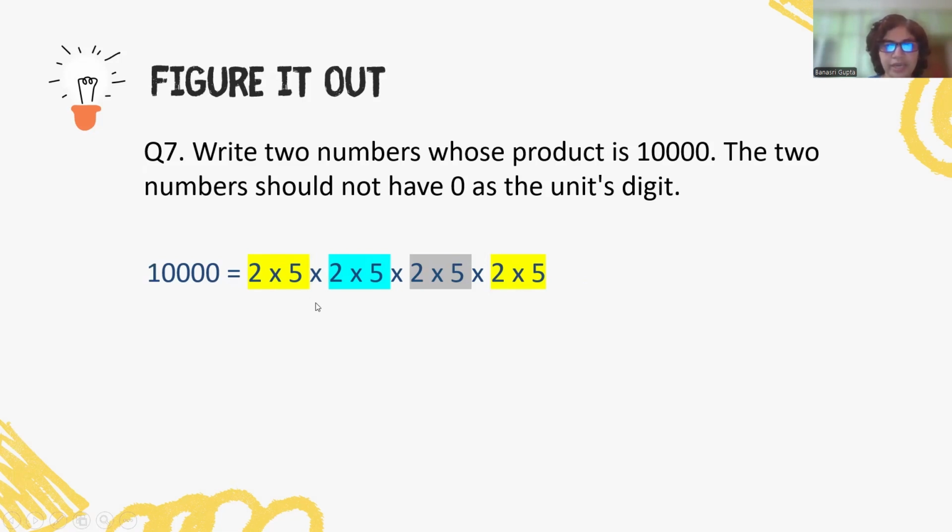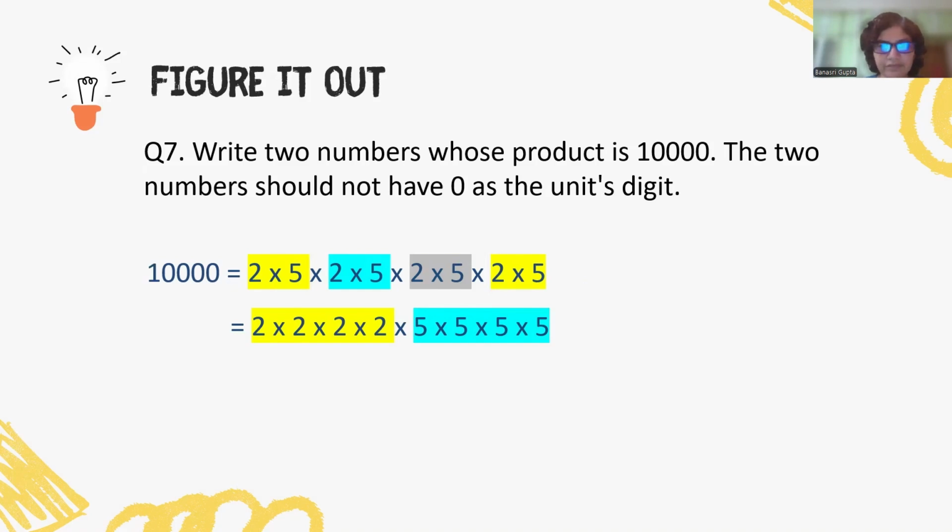Now if any 2 is with a 5, then the number will become 0. So we have to separate out all the 2s and 5s. What we get is 2 to the power 4, that is 16, and 5 to the power 4, that is 625. So these are the 2 numbers whose units digit is not 0.